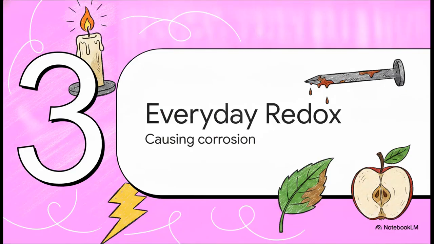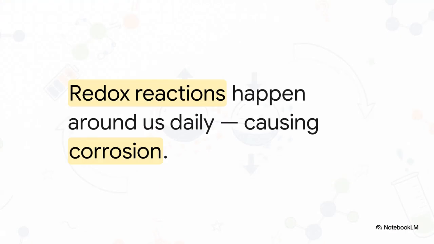All right, Section 3. Everyday redox reactions. You know, it is absolutely vital to realize that these micro-level chemical formulas actually dictate our macro-level world. Redox reactions are happening all around us, every single day, and one of the most visible, destructive results is corrosion. The exact same transfer of oxygen and hydrogen that we just mapped out, it's happening right now to the structural steel of bridges, the bodies of our cars, and even the pipes carrying our drinking water.